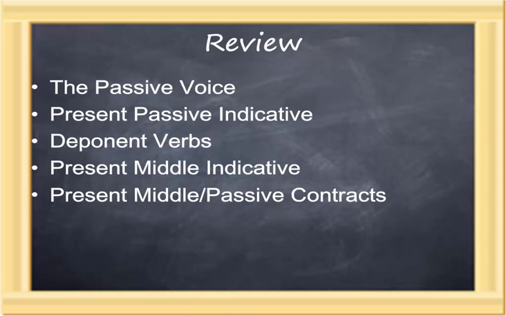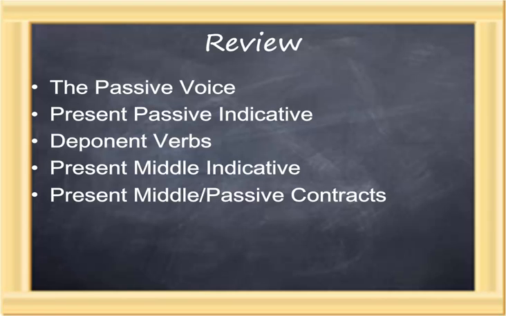In our previous lesson, we introduced the passive voice, where the action is done by an instrument or by a person on the subject of the sentence. We learned a new set of personal endings, the primary middle passive endings, which are used to form the present passive indicative. We talked about deponent verbs, verbs that are passive in form but active in meaning.